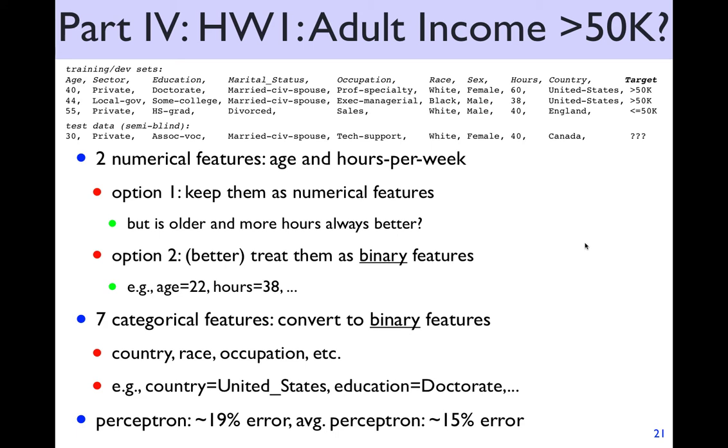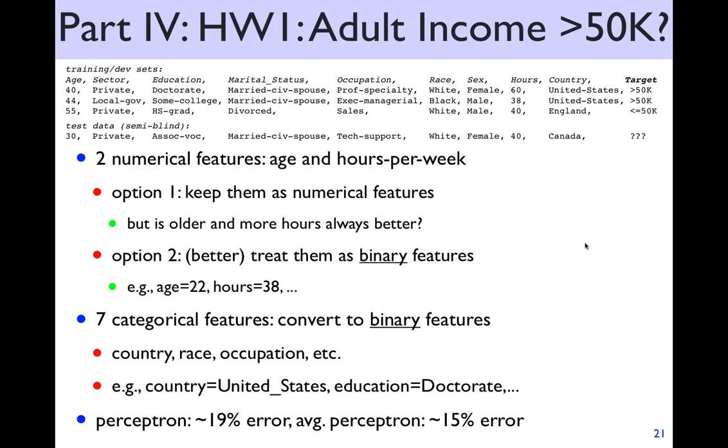So in this problem, you will be implementing your own perceptron algorithm and its variations, and using it to classify a real data set called the adult income data set. The idea is that this data set is a collection of many people in the United States Census.